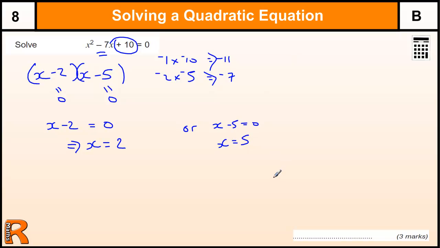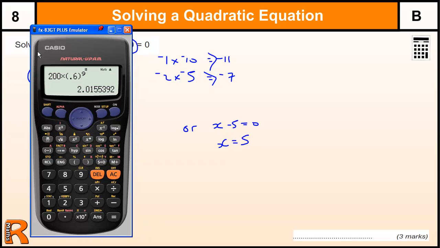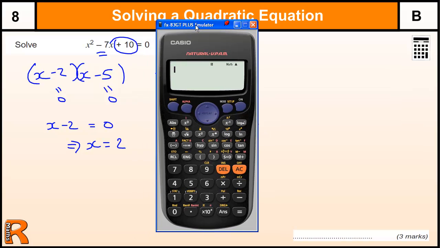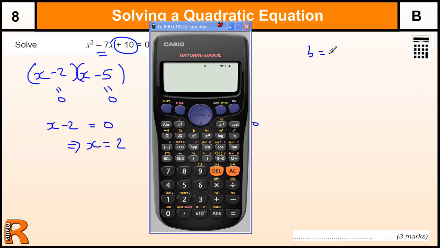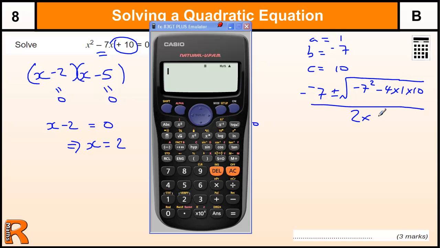You can use the formula, and with a calculator you should, if you get good at it, be able to just type the values in there. So you're looking at minus b, so b is going to be minus 7, a is going to be 1, and c is going to be 10. So we've got minus b, so minus minus 7, plus or minus the square root of minus 7 squared minus 4 times 1 times 10, all over 2 times 1.